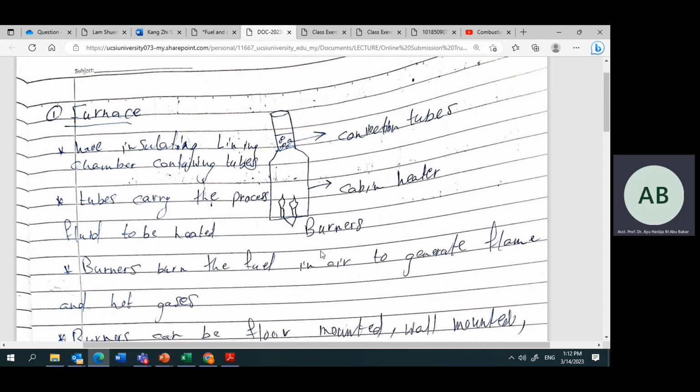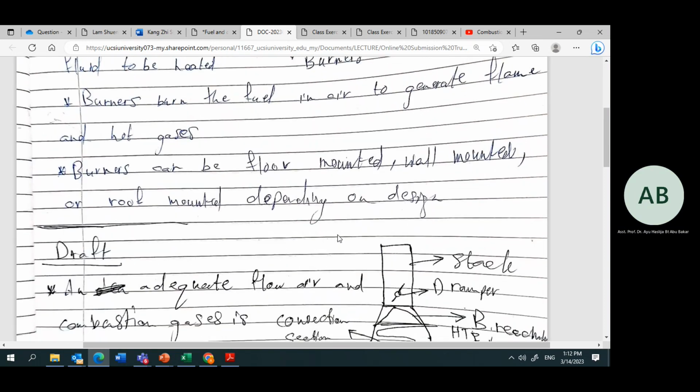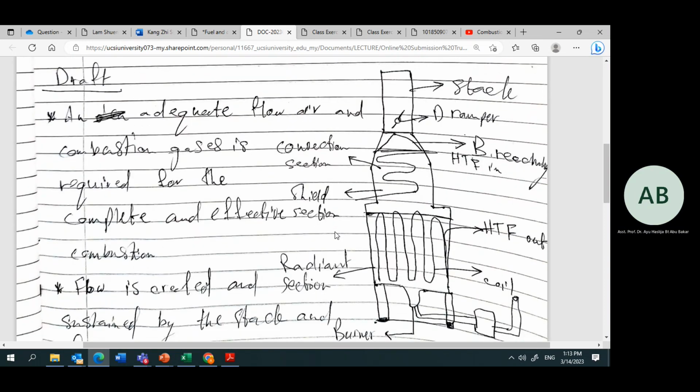As explained earlier, there are a few types of furnace, and this is the basic design of a furnace where you have burners, a radiation area and a convection area. Draft is not one of the combustion appliances. This is essential equipment attached to the furnace, where you control the air input.